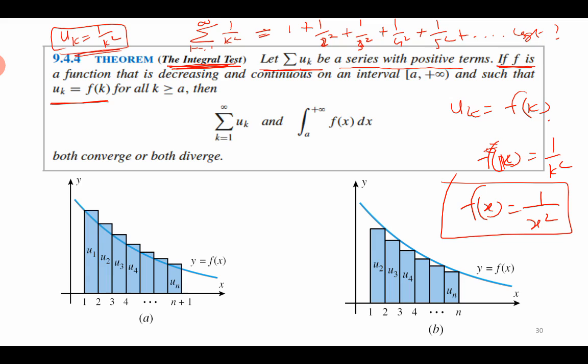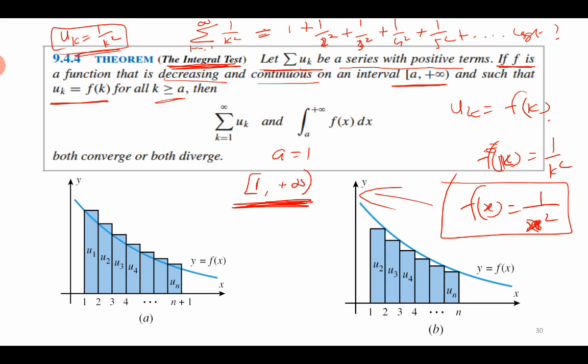And conditions have to be verified. This function f should be decreasing and continuous in the interval a to positive infinity. A is the value they start from here, isn't it? For some value a, we will decide what the value is. This series starts from 1 to infinity, so let us take a as 1. In the interval 1 to positive infinity, this function is continuous because it is discontinuous only when x is 0, but x is 0 is not in the interval. So the function is continuous everywhere in the interval.